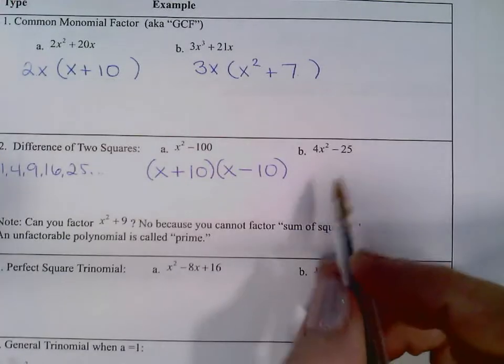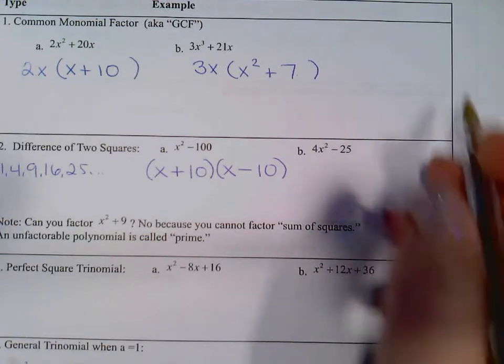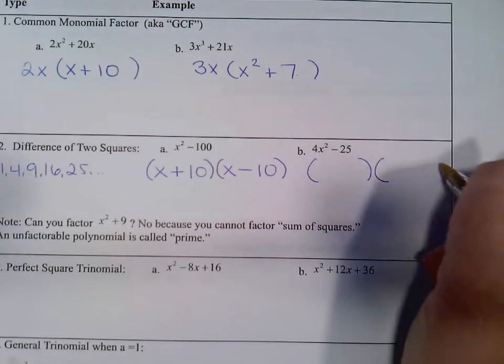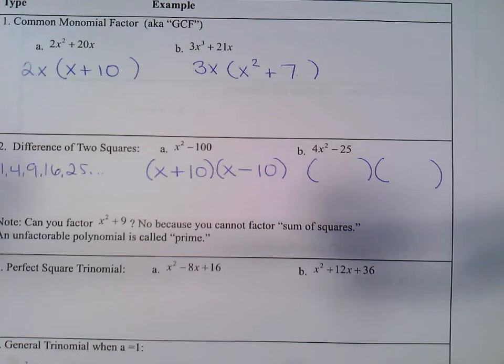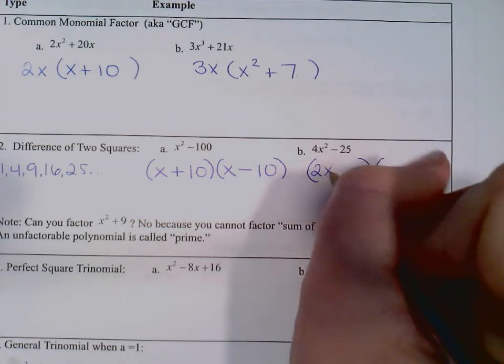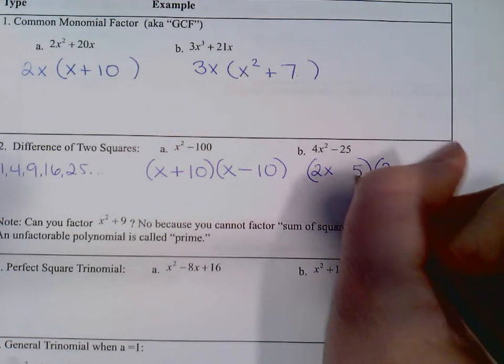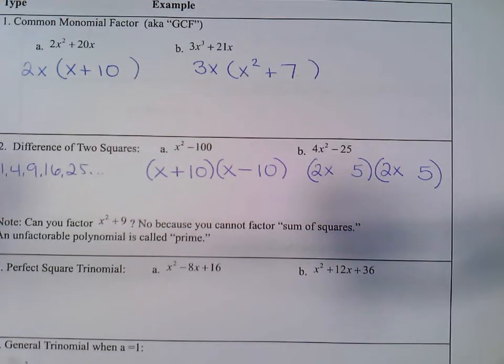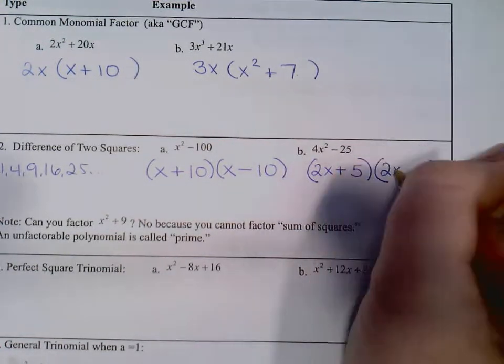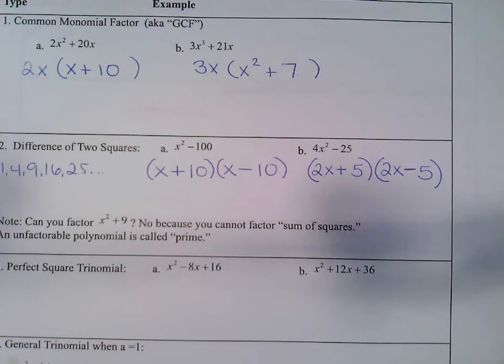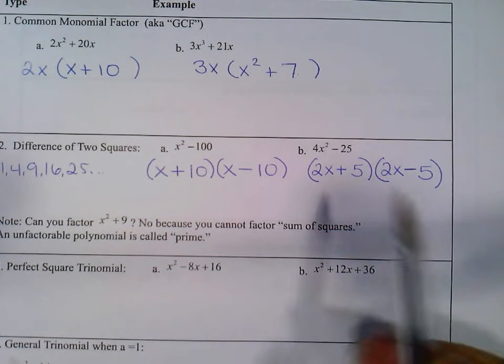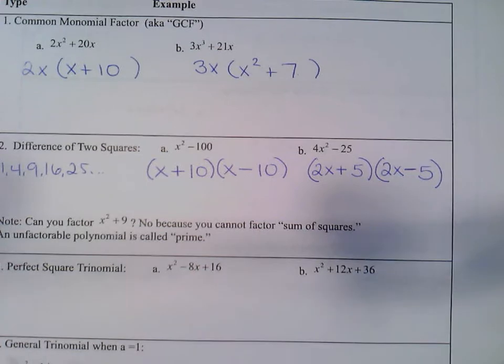So in part B, we're just going to take the square root of each of those terms and put one with a plus and one with a minus. So 2x times 2x is 4x squared. 5 times 5 is 25. And then whichever one you want to put a plus in and whichever one you want to put a minus in. So you could put the minus here and the plus here if you wanted to.